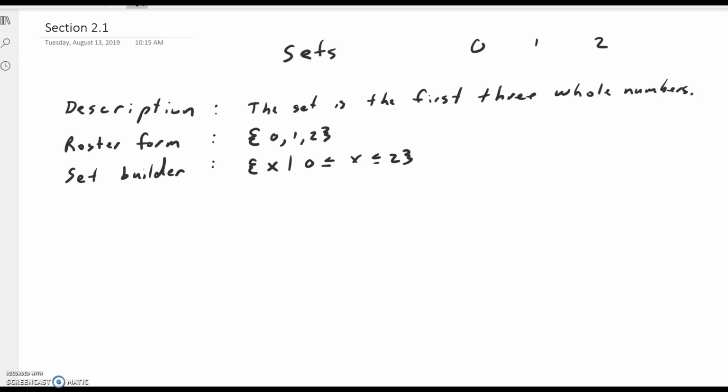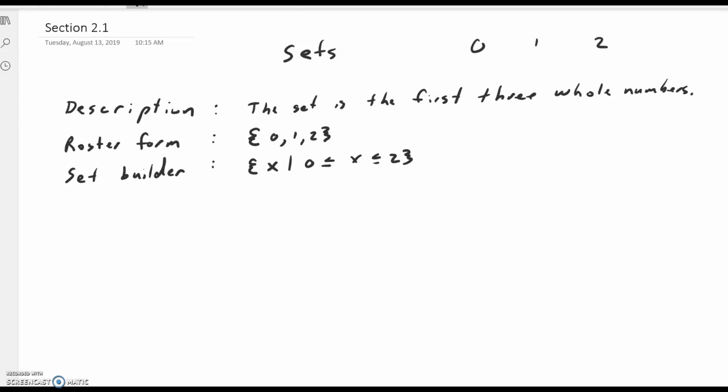Section 2.1 is an introductory section to sets, and as such, it has mostly vocabulary, so you could read this vocabulary in the book, in the software, in the videos, but I thought I would just emphasize some of what I think is the most important.